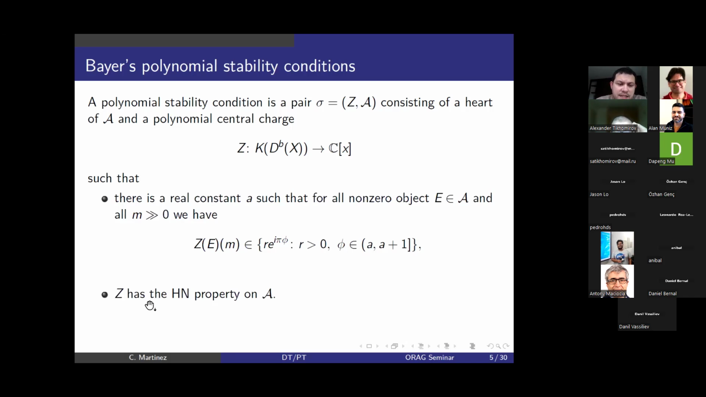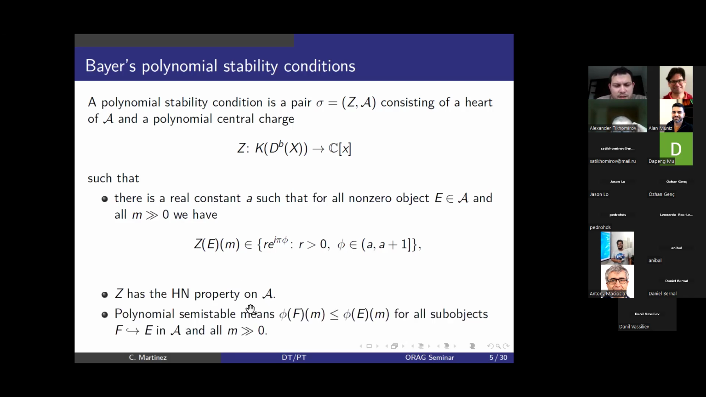And besides that, this Z has the HN property on A. That means that we can define what is polynomial semi-stable. Each time that we compute the Z of E, we can write it as r e to the i pi phi. This phi is called the phase. And we can compare the phases of objects, of sub-objects, and that is the way that we define for an object to be polynomial semi-stable. And then the HN property means that every object in this category A, in the heart, actually has a filtration by polynomial semi-stable factors, right? This is the definition.